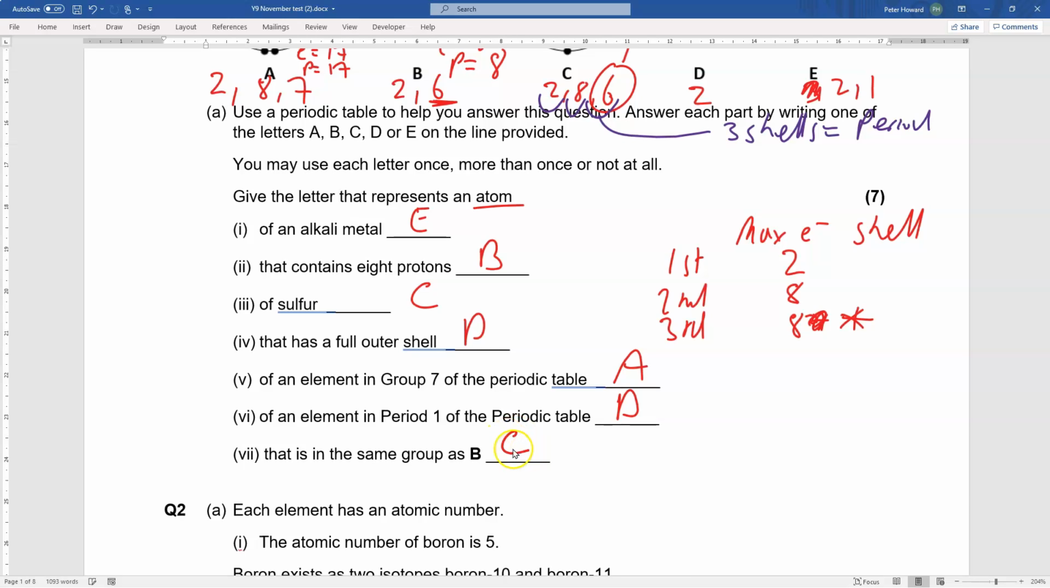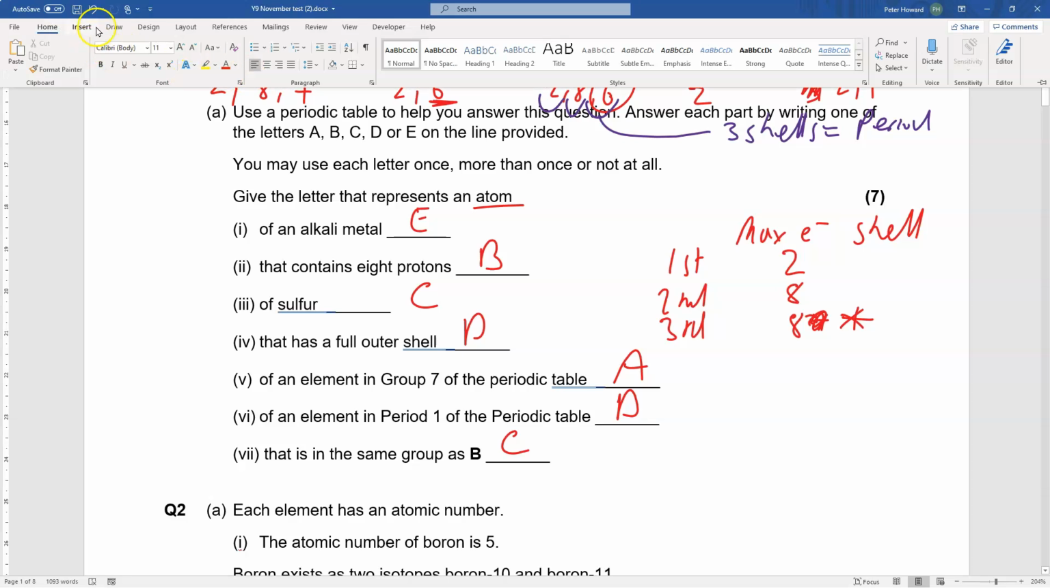So C there. Now, if you get any of these wrong, I'm going to write down a comment I would like you to write down for each one to help you avoid making the same mistake in the future.